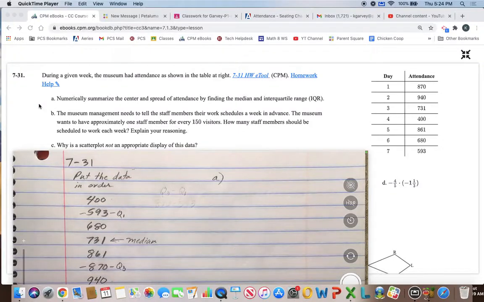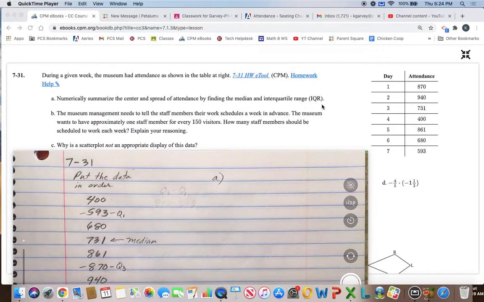Problem 7-31. During a given week, the museum had attendance as shown in the table at right. So here you can see that there are days and attendance for those days. And we've got 7 days, and these are how many people came to the museum on each one of those days. So our first question is numerically summarize the center and spread of attendance by finding the median and interquartile range.